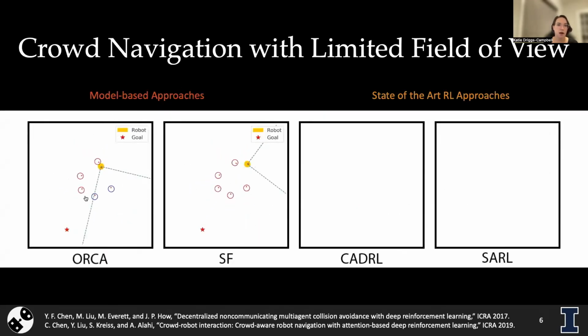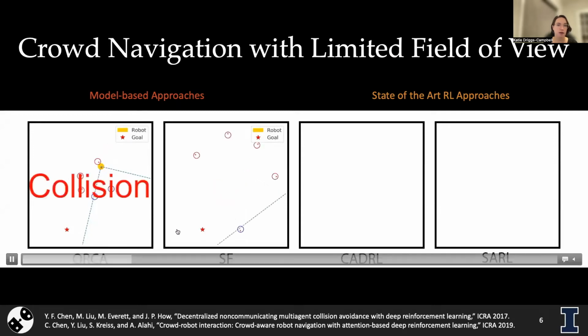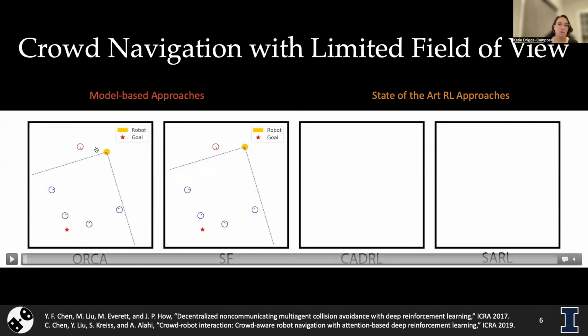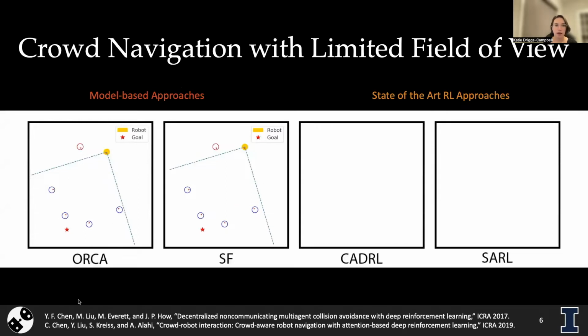Here are some model-based approaches that we could look at. Let me pause this for a moment and replay it. So we have a limited sensor field of view for our robot. The robot is this yellow agent, this cone represents the field of view, these other circles are human agents, and this star is our goal. The robot is navigating through this human space, trying to reach its goal.